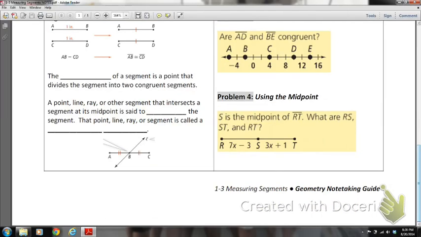The next definition is a midpoint of a segment. So a midpoint of a segment is a point that divides the segment into 2 congruent segments. Now a point, line, ray, or other segment that intersects a segment at its midpoint is said to bisect the segment. That point, line, ray, or segment is then called a segment bisector.